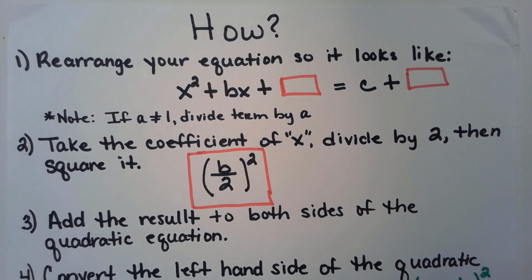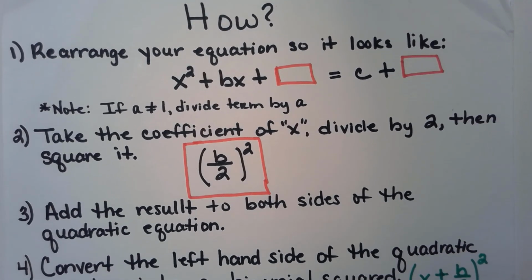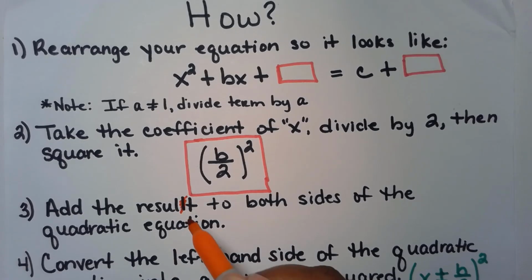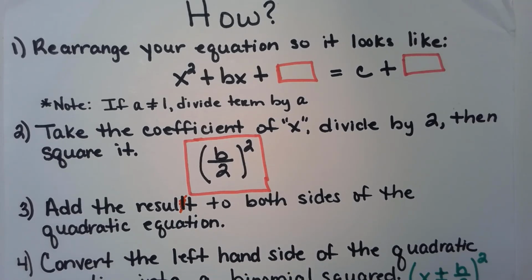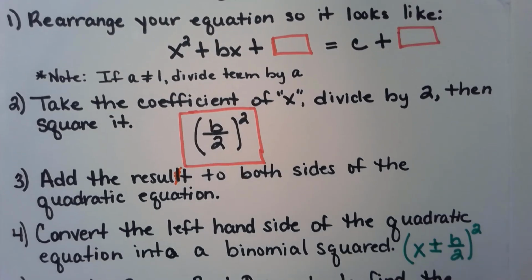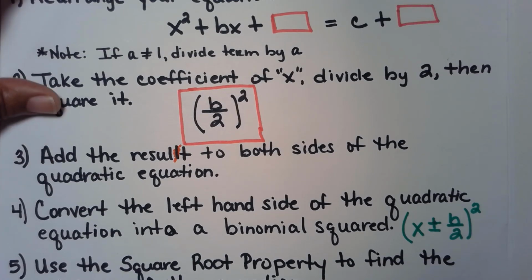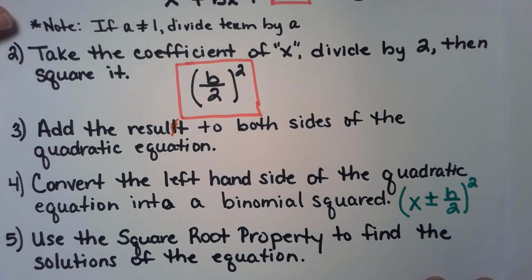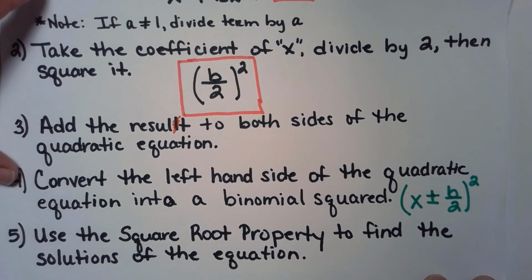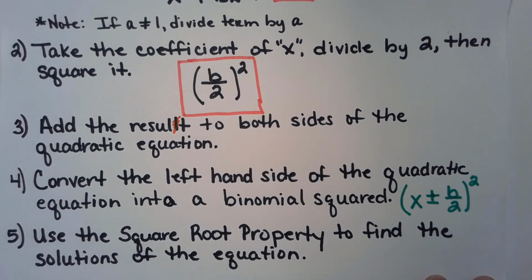Number 2, take the coefficient of x, divide by 2, then square it. Add the result to both sides of the quadratic equation. Then we're going to convert the left-hand side of the quadratic equation into a binomial squared. And then last, we're going to use the square root property to find the solutions of the equation. So we're going to do all of this, and it's going to be quick. It seems like a lot of steps, but it's not.